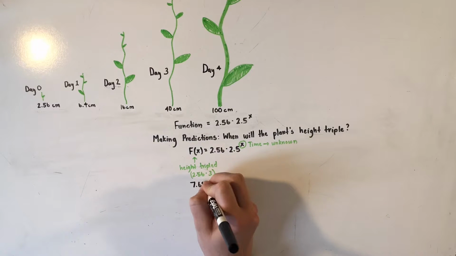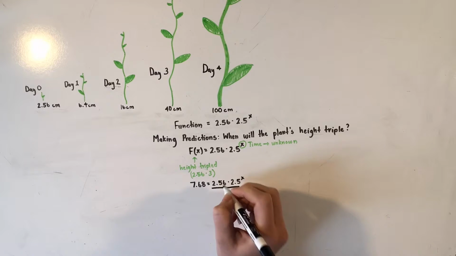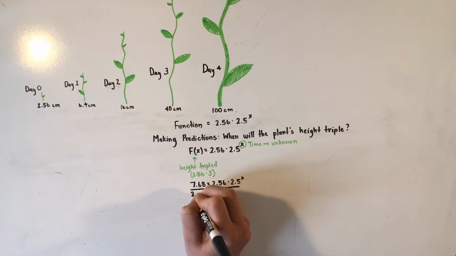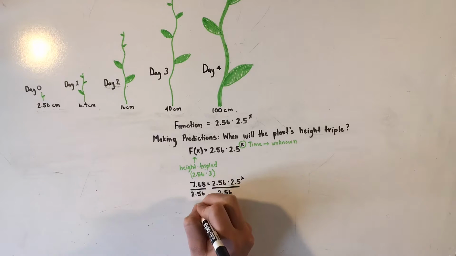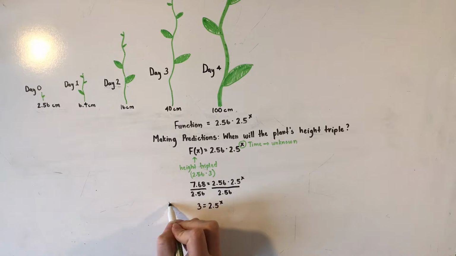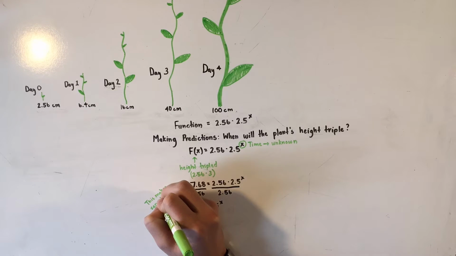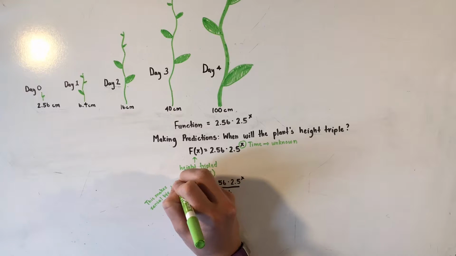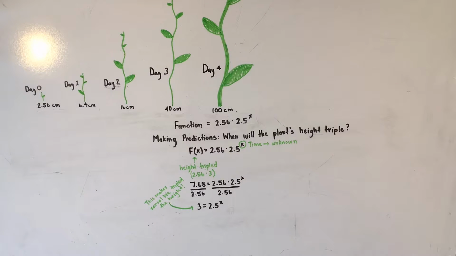Fill in the final height with 7 and 68 hundredths, followed by the rest of your function raised to the x. To solve this, we need to get x by itself, so begin by dividing both sides by 2 and 56 hundredths. It makes sense that 3 becomes our solution on the left-hand side because we tripled the height to begin with. Now the fun part.